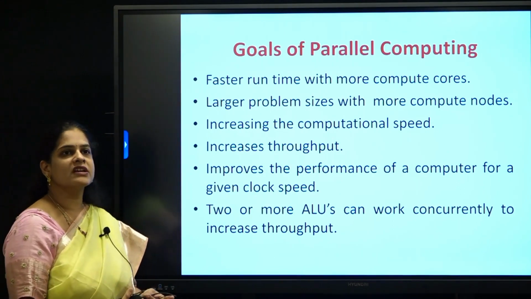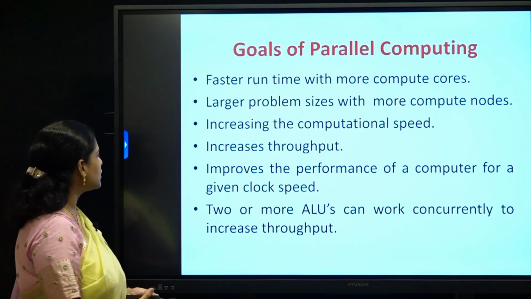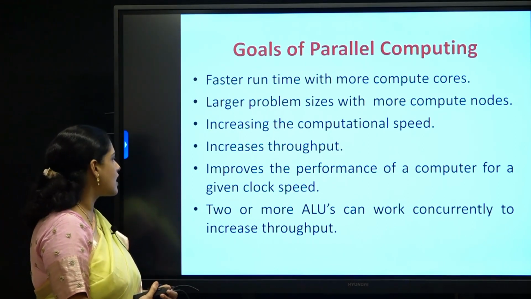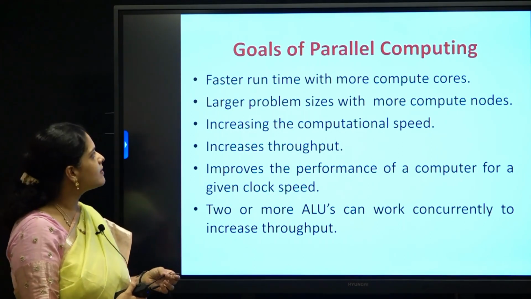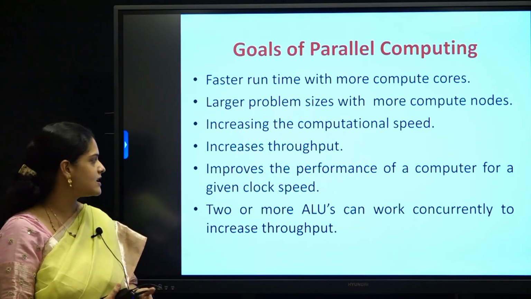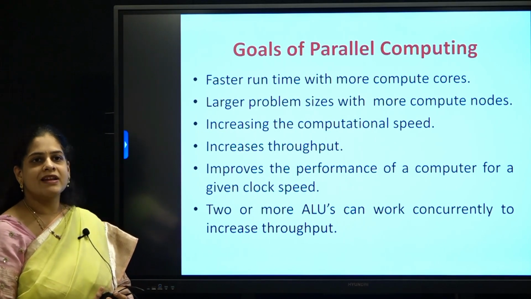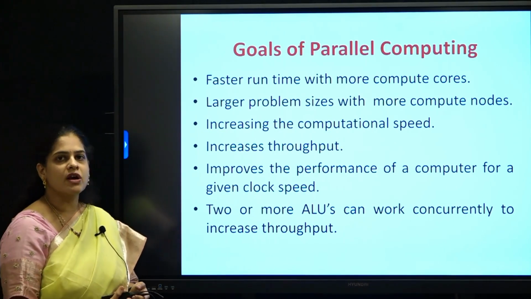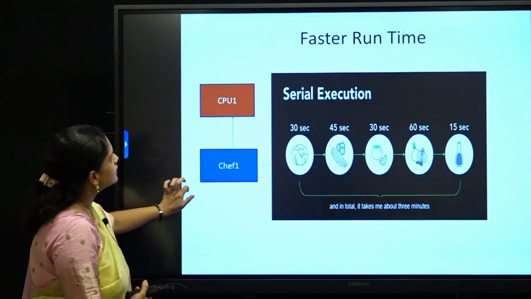Obviously, when the throughput increases, the performance of a computer system also increases, and 2 or more ALUs can work concurrently to increase the throughput. So here, in order to implement parallel computing, we have more than one CPU or more than one ALU present in the computer, so that parallelism can be achieved and the throughput of the computer system can be increased. So these are the goals of parallel computing.